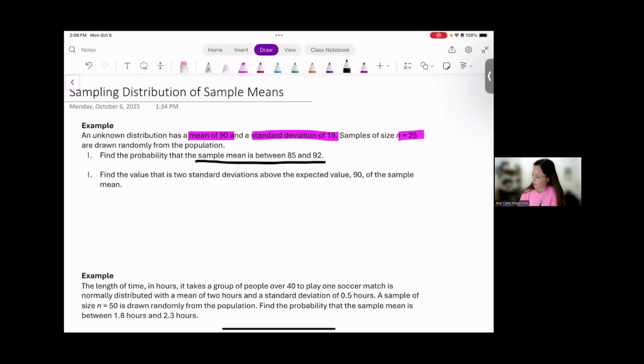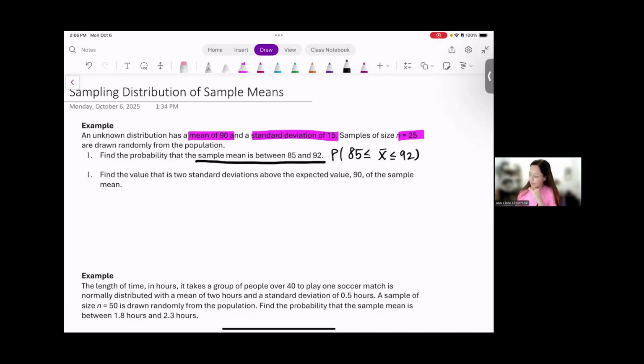So we are looking for the probability that 85 is less than or equal to x bar is less than or equal to 92. So what is the probability that a sample mean is between these two? That means I can no longer just use the standard deviation and the mean. I need to make adjustments to the standard deviation in order to have it accurately reflect the situation.